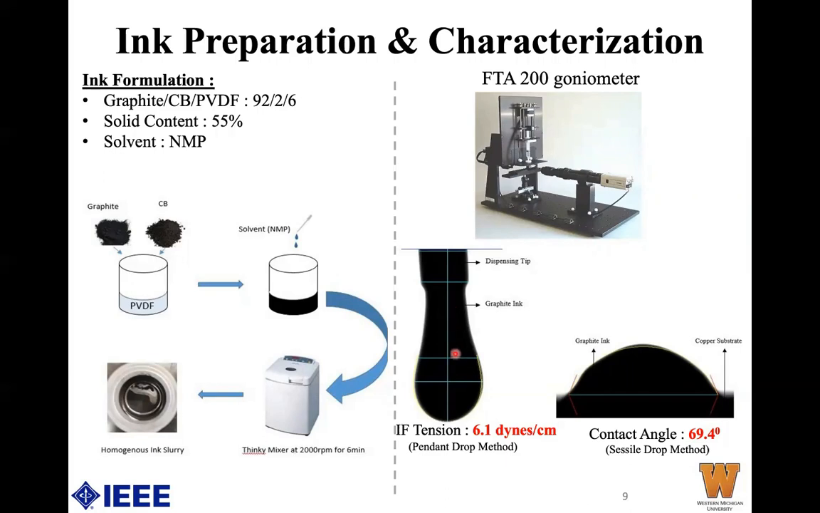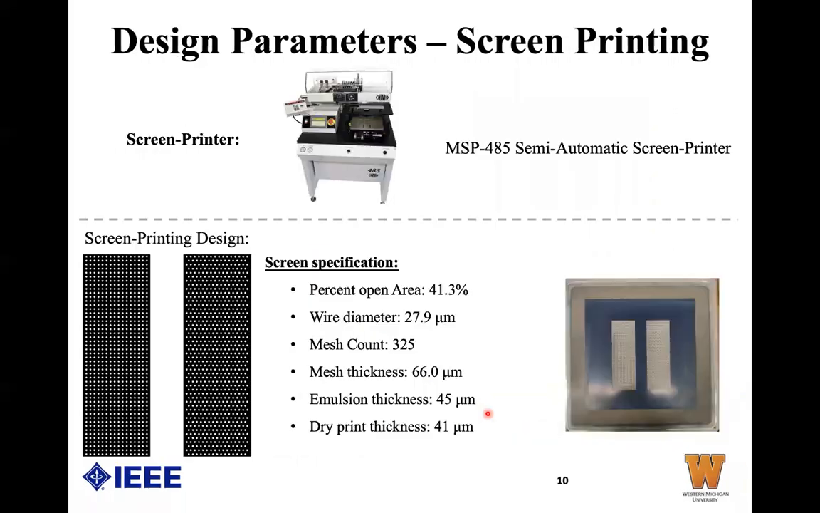After obtaining the homogeneous ink slurry, the ink is characterized using an FTA 200 goniometer, and the surface tension and contact angles of the ink are measured. The surface tension was measured to be around 6.1 dynes per centimeter using the pendant drop method, and the contact angle was measured to be around 70 degrees using the sessile drop method. These numbers show that the ink has good wetting properties and is screen printable on this copper substrate.